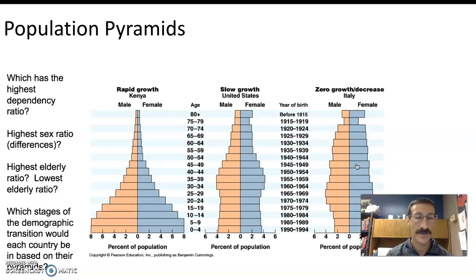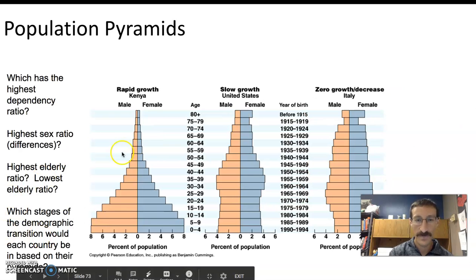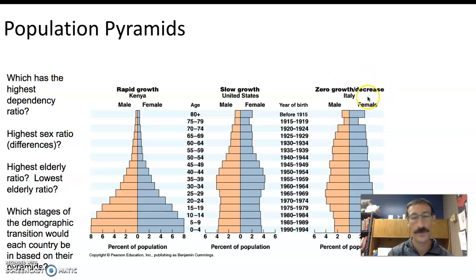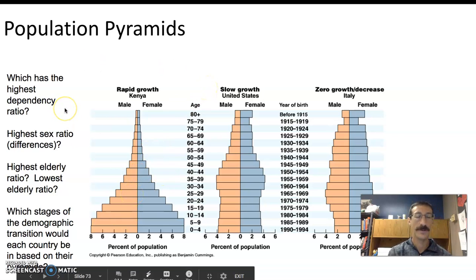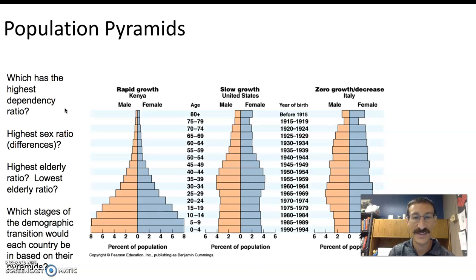Okay, so our population pyramids. You can feel free to pause this video and consider which ones have the highest dependency ratio, highest sex ratio, highest elderly ratio, lowest elderly ratio, and then think about going back to the demographic transition from section 2. Where are they at between the United States, Kenya, and Italy? It even says zero to slow growth, so hopefully you know which one is stage 4. And then hopefully you know which ones are stage 2 and stage 3. Okay, but consider these things. So feel free to pause that and take a guess at them. So, all right.